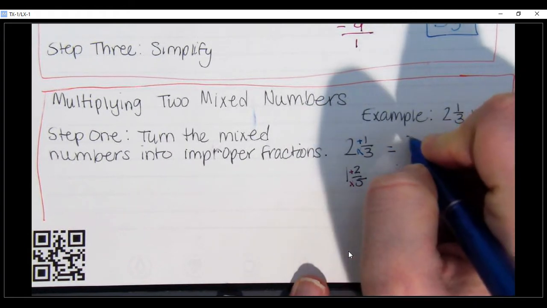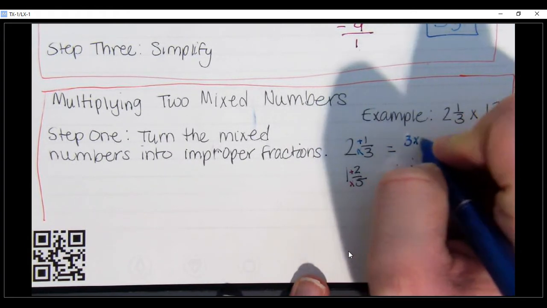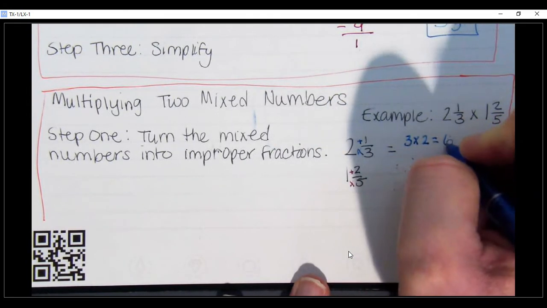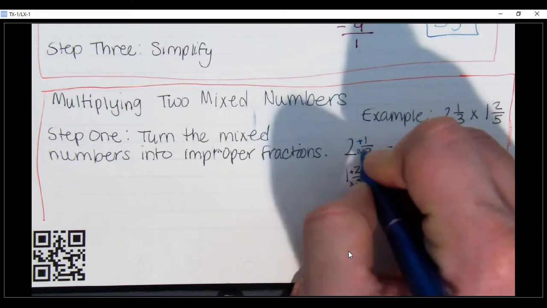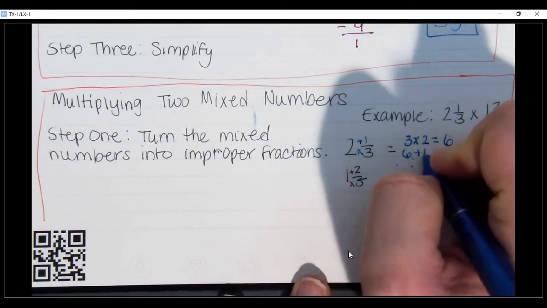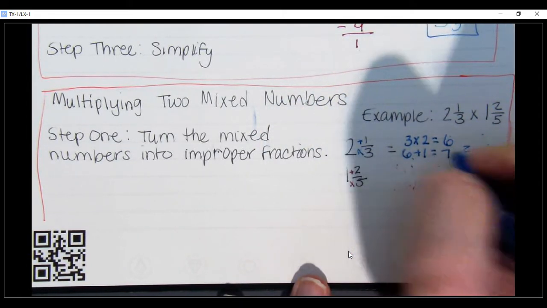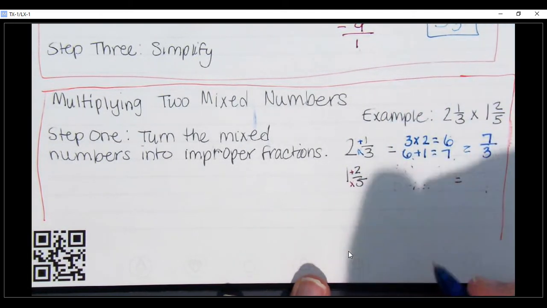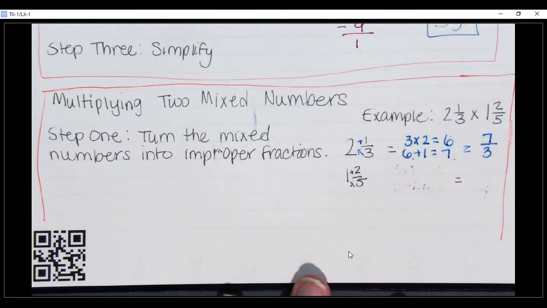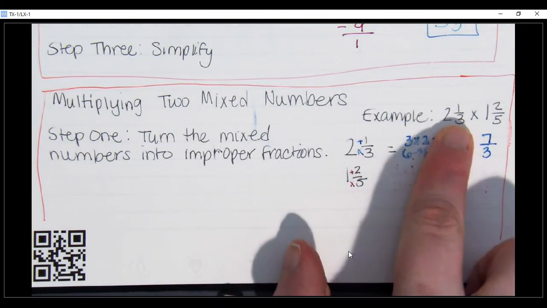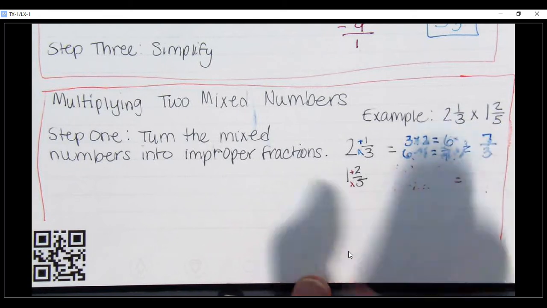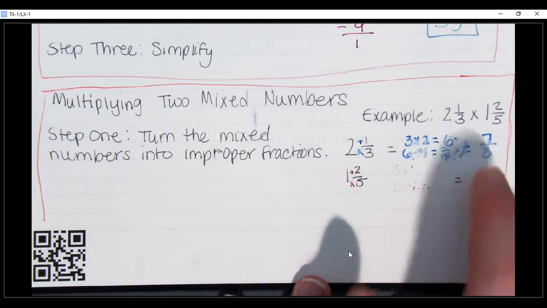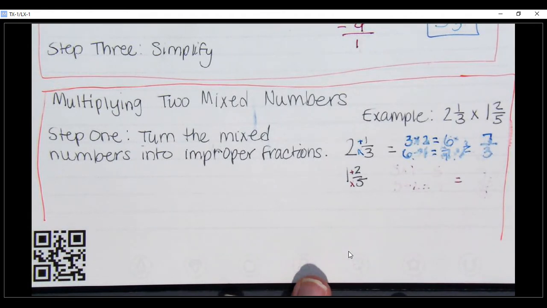2 times 3, or actually I should say it as 3 times 2, which is our denominator, times our whole number to get our number 6. Then we're going to take our number and add it to our numerator to get 7. That is our numerator, and our denominator stays the same. So we have 7/3 when we take our example problem of 2 and 1/3 times 1 and 2/5. Our 2 and 1/3 is what we converted into 7/3.